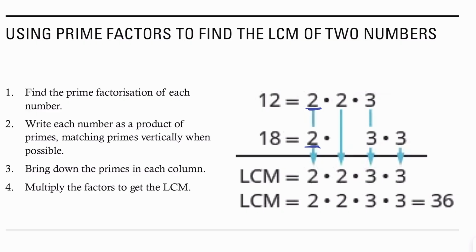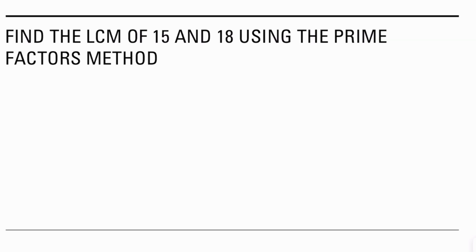So you can see here if 12, we've got 2 times 2 times 3. And so we've matched these and we just bring this down and we will get our LCM. And so remember, we have to put each one down. They should be matched. So one of each. So an example here using 15 and 18.